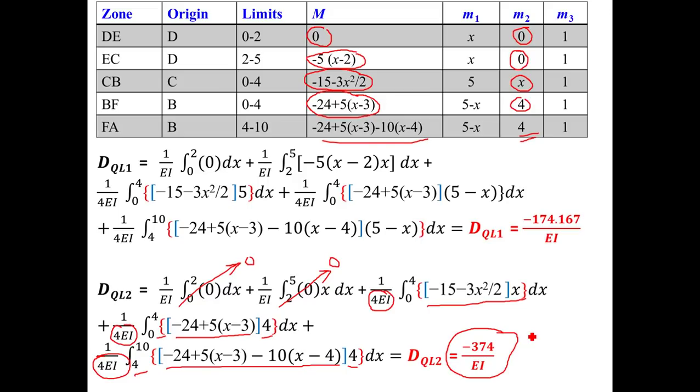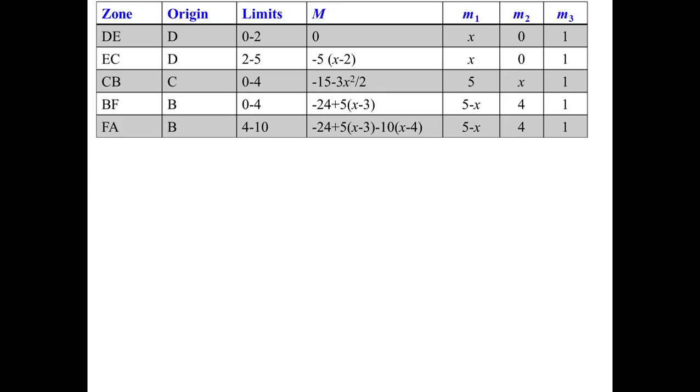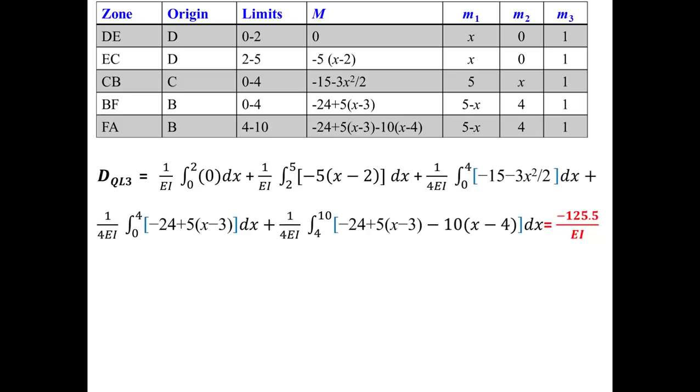Now third, capital M into M3. So I will repeat the table again here to understand calculation. Now DQL3, okay, capital M into M3. So capital M column is 0 again, M3 is 1. So first zone it is again 0. Now second zone, this into 1. So that is second integration.